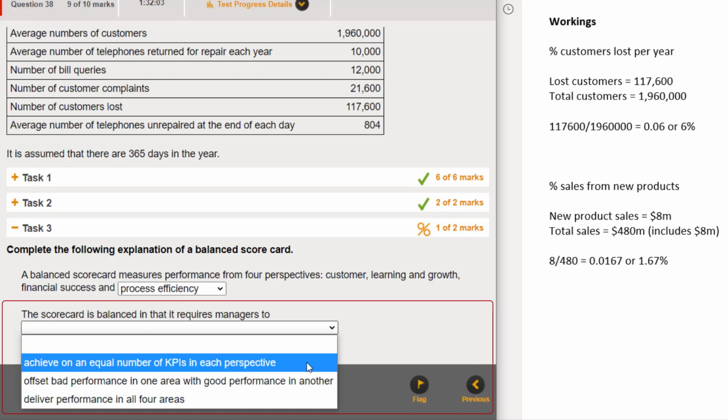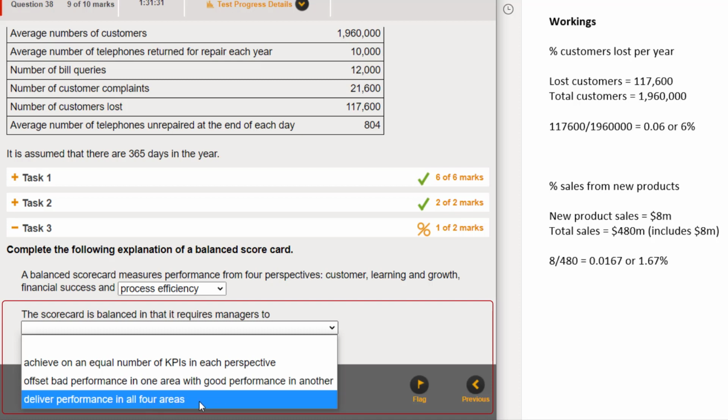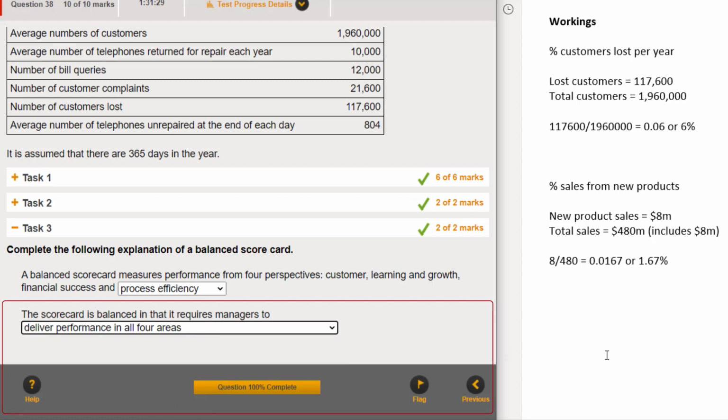The reason that's not correct is that you can have an uneven number of KPIs. If your business is particularly customer facing, it would make more sense to have more customer key performance indicators. So that's not right. It doesn't require you to offset bad with good in another. It's just measuring performance. You could do well in all 4. Or you could do badly in all 4. The idea is to try to improve standards in all of the areas, not that you offset good in one with bad in the other. So the correct answer is this one, that we're looking at 4 different perspectives and trying to improve in those 4 areas. Well done if you got that right.